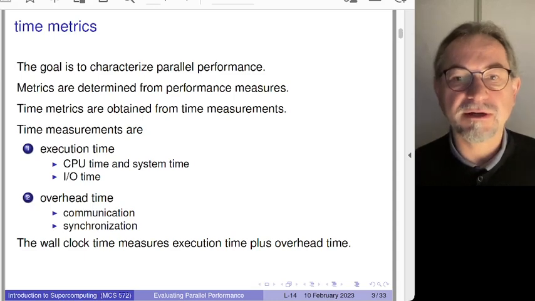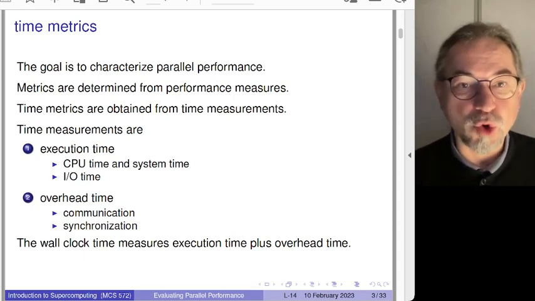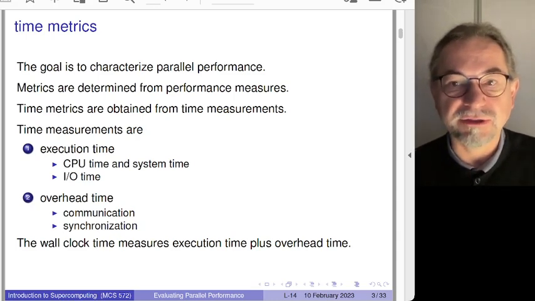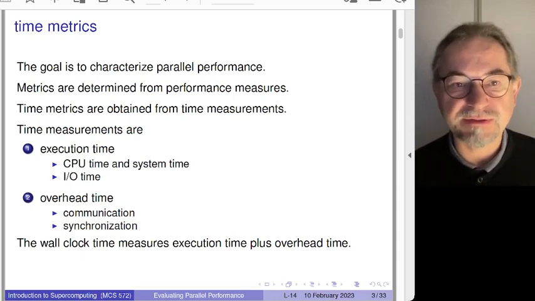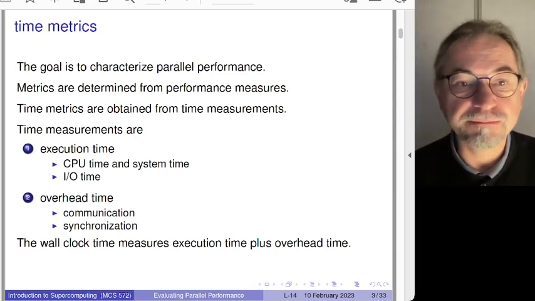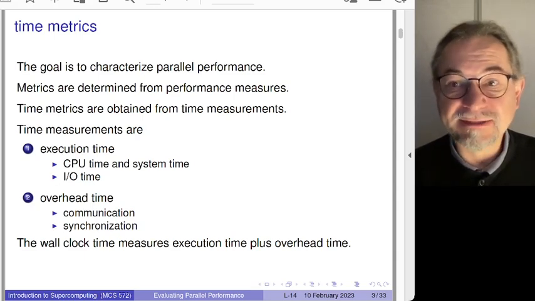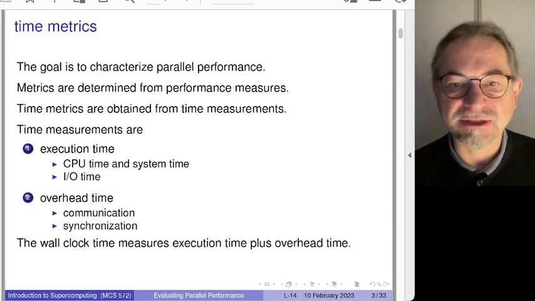So far, when we look at the running of programs, we're looking at the time. So we have time metrics that come from measuring the execution time. So the execution time typically consists of CPU time, system time, but also time for input and output. And then there is the overhead caused by communication and synchronization.